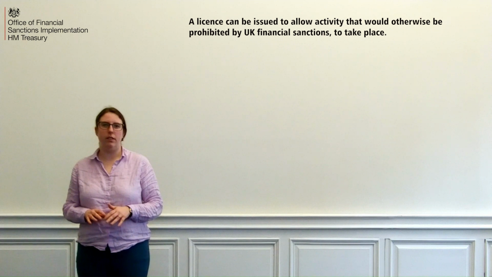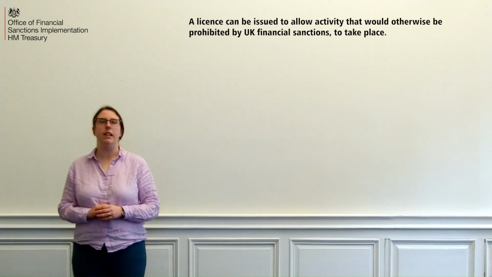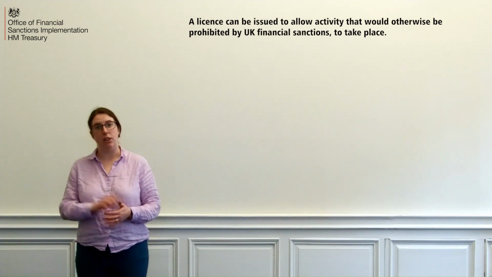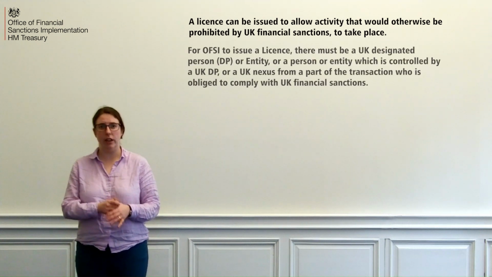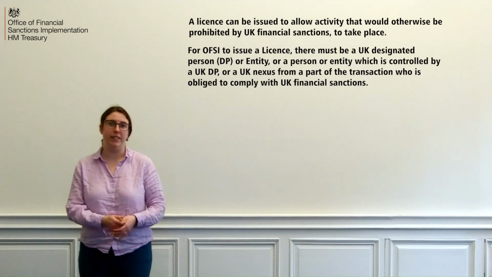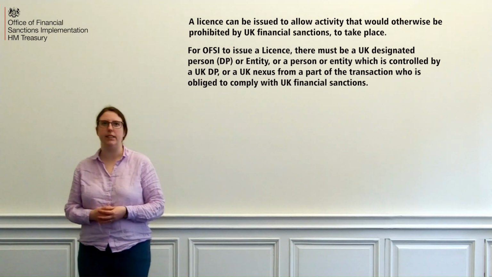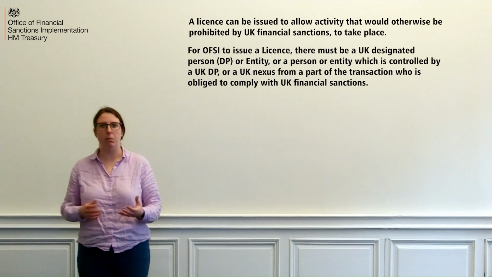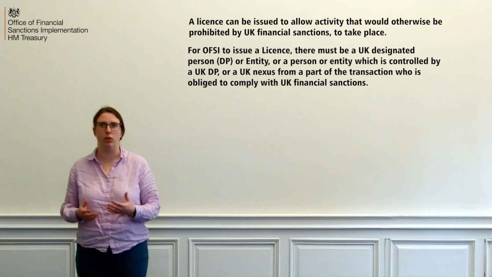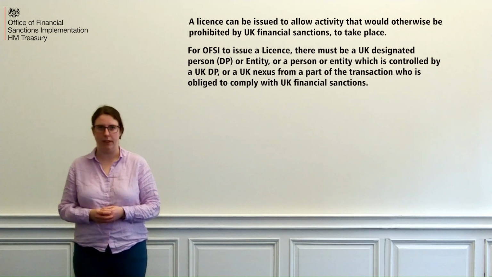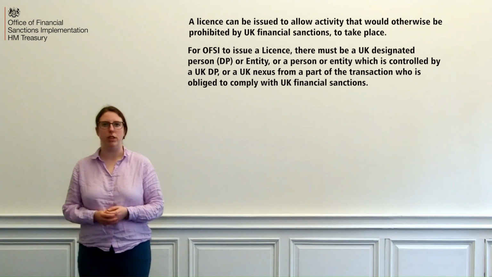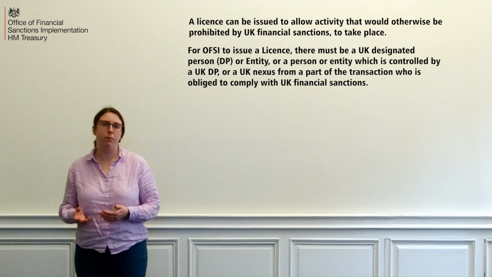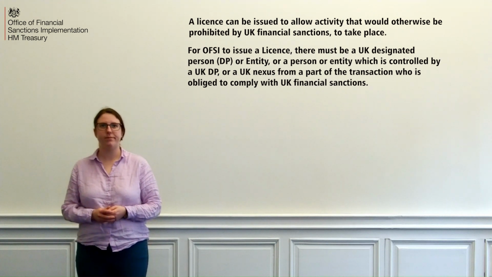Office is the competent authority for UK financial sanctions. So that means that in order for us to issue a license, there needs to be a UK designated person or entity, or a person or entity which is controlled by a UK designated person. And there also has to be a UK nexus from another part of the transaction, someone who's obliged to comply with UK financial sanctions, and that would usually be the applicant in these cases, for example, a UK registered company or a British national.